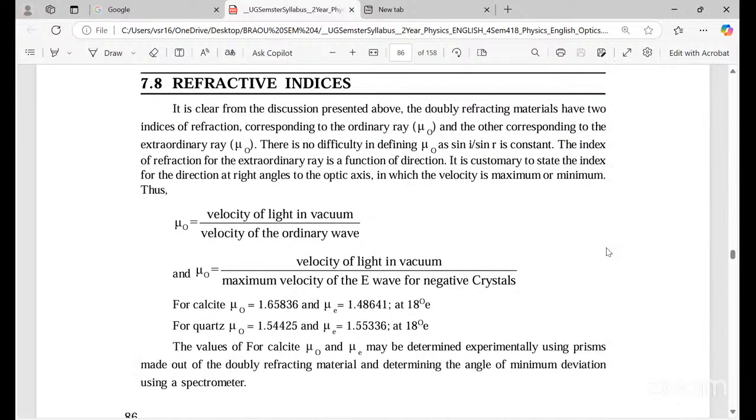Next is the refractive indices. So it is clear from the discussion presented above that doubly refracting materials have two indices of refraction, which correspond to the ordinary ray and the extraordinary ray. That is mu naught and mu e. But there is no difficulty in defining mu naught, because mu naught means sin i by sin r, which is constant. The index of refraction for the extraordinary ray is a function of direction. So it is customary to state the index for the direction at right angles to the optic axis, in which the velocity is maximum or minimum.